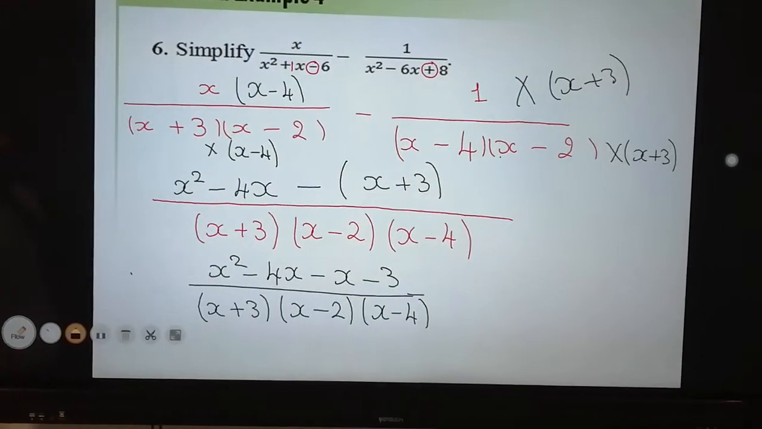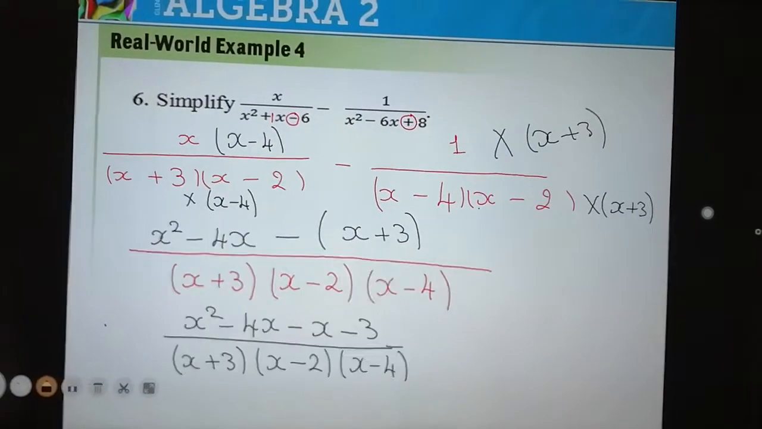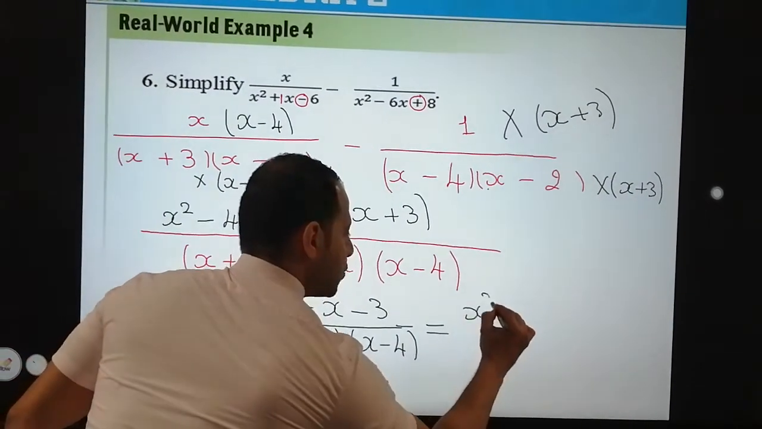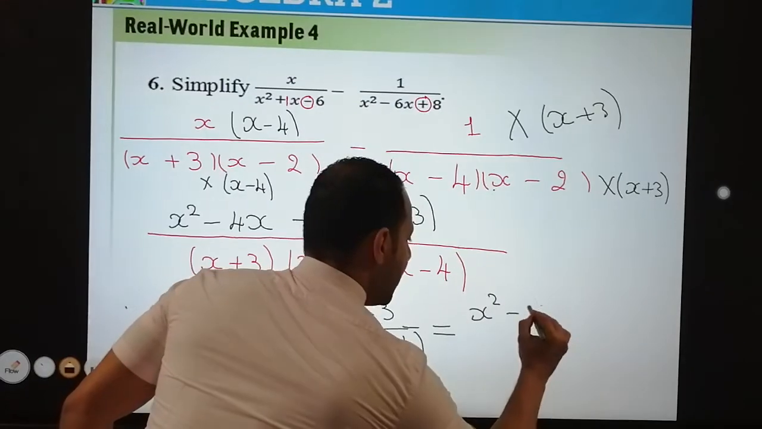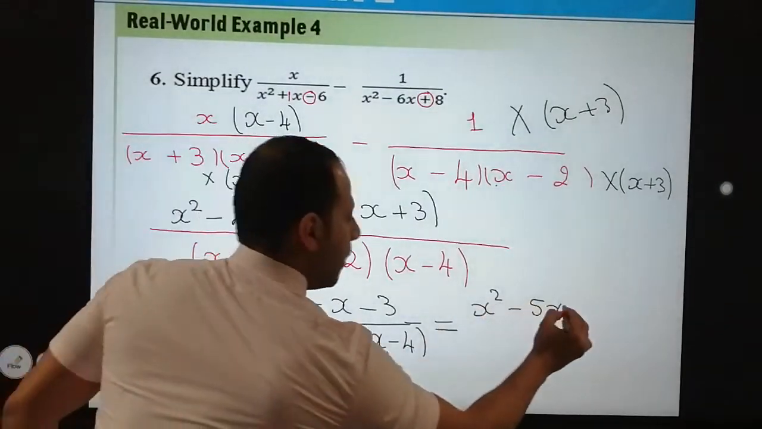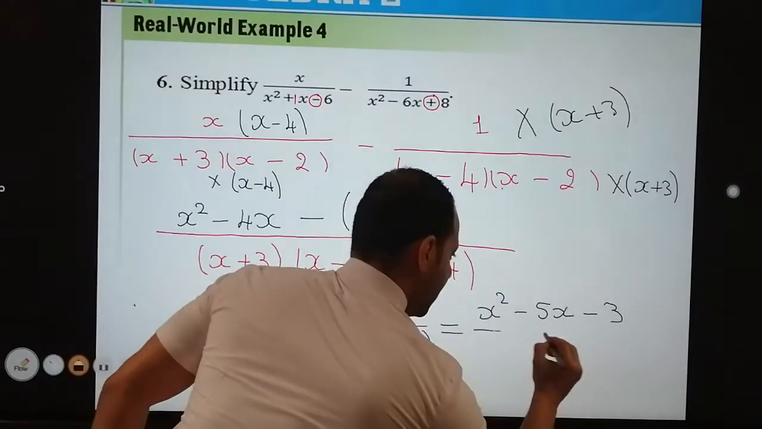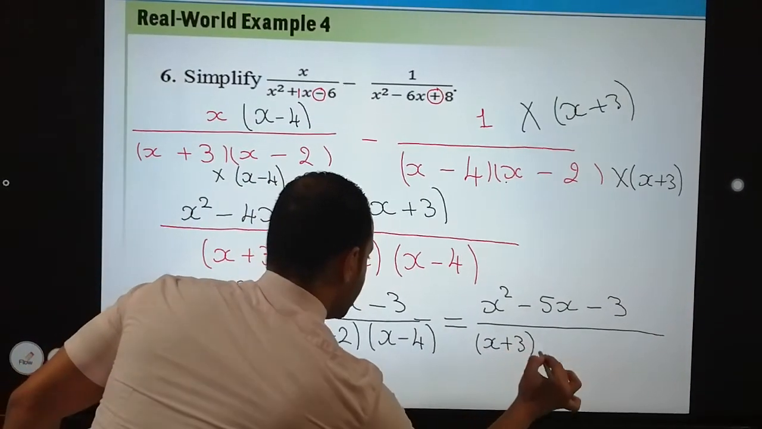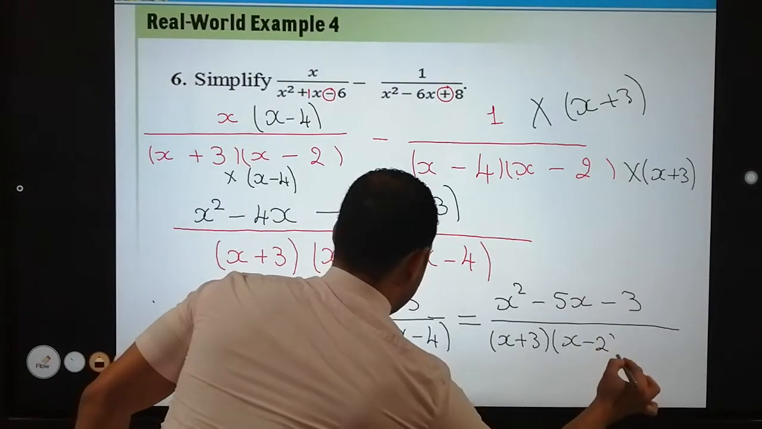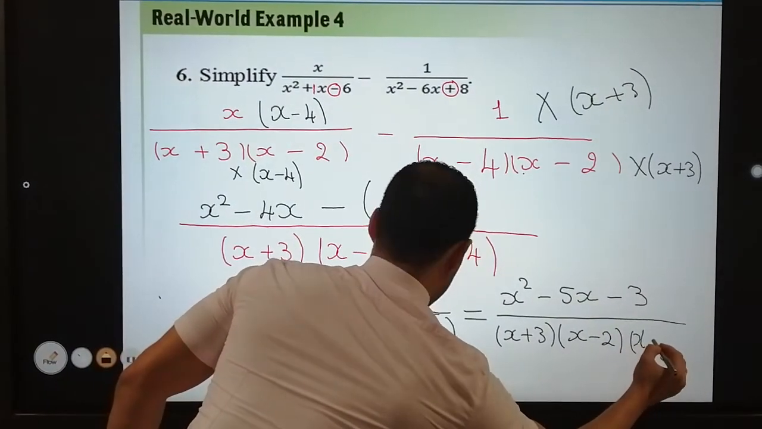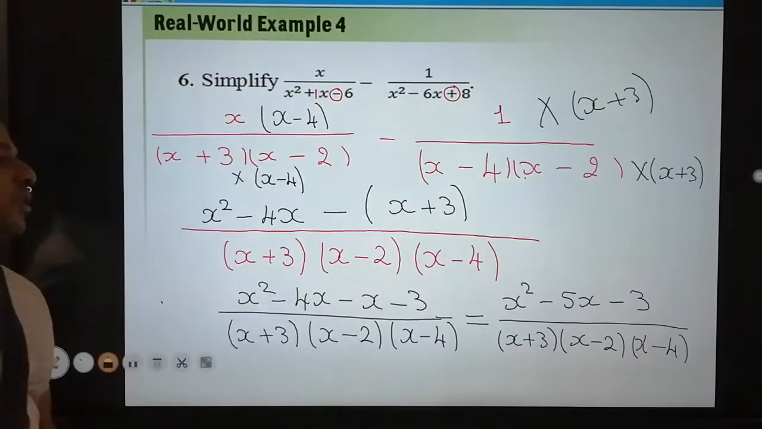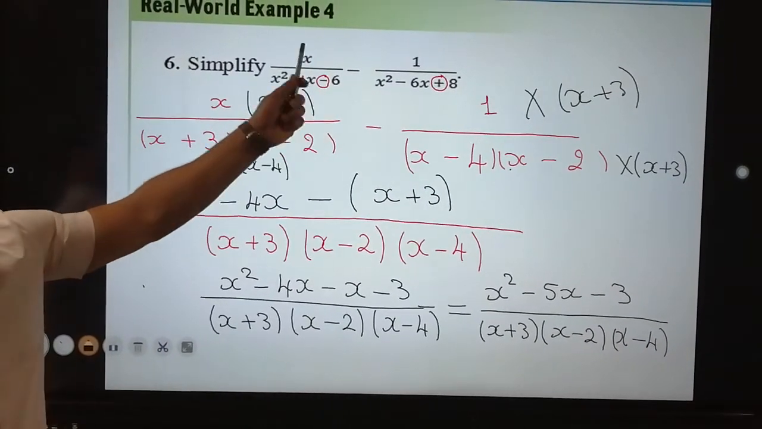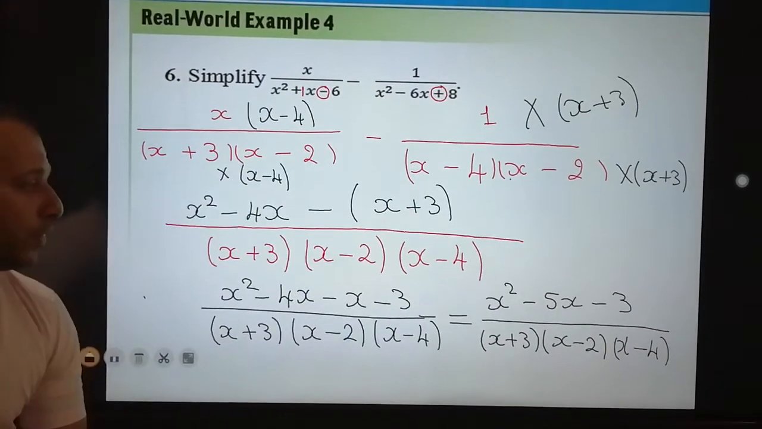I needed to complete like terms, which are negative 4 and negative x becomes negative 5. So we have here x squared minus 5x minus 3, and the same denominator which we got before. So this is the simplest form. This is the simplest form to get the difference between the two expressions.